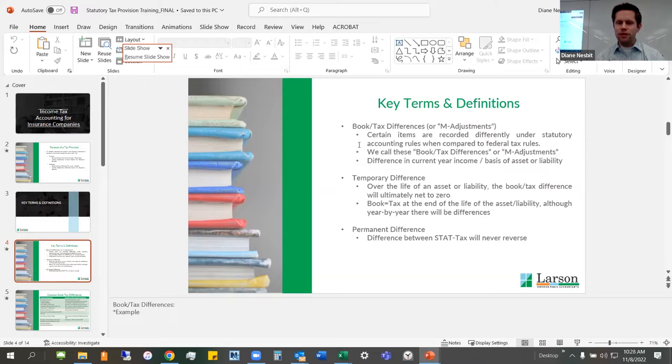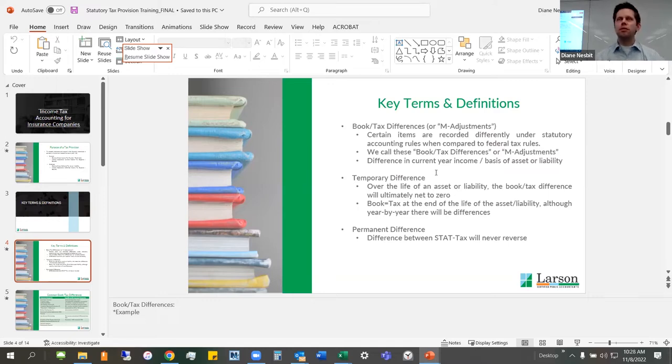There's a difference when there's a difference in the current year income. So there's either a difference in the current year income or a difference in your basis of the asset or liability. And then when we look at the book tax differences, they're either temporary or permanent. A temporary difference, we're going to look at some examples. We'll see how over the life of the asset or liability, the book tax difference ultimately nets to zero.